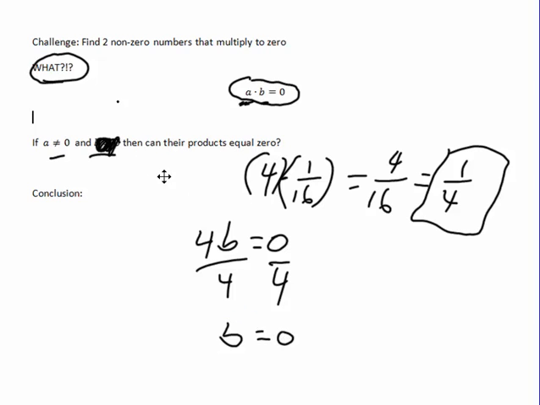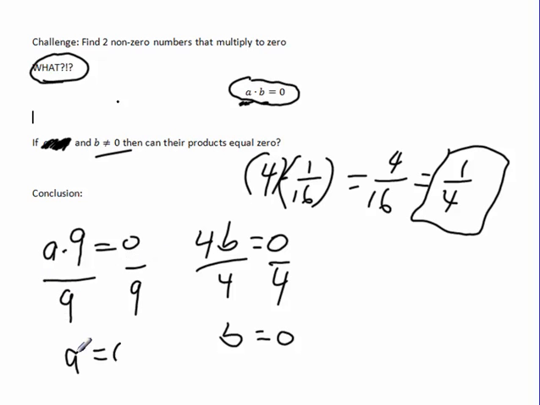And what if we switch that around? What if we say I don't care what A is, but B cannot equal 0. So let's let B equal 4. Or no, let's let B equal 9. Let's change it up a little bit. So we have A times 9, and let's let that equal 0. Well, I have to divide both sides by 9, and then I'd get A equals 0.